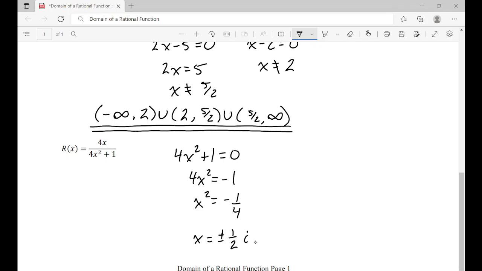And since we're dealing with complex answers here, this means there are no real answers to remove. So our domain here, since there are no real restrictions, only complex, is negative infinity to positive infinity. All real numbers. So there are no restrictions in the domain for this rational function.